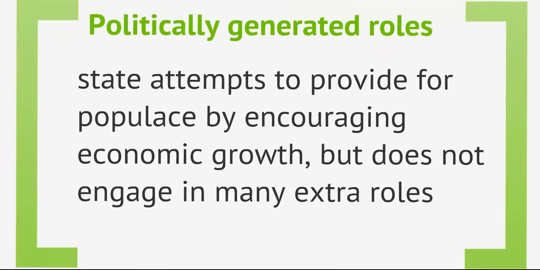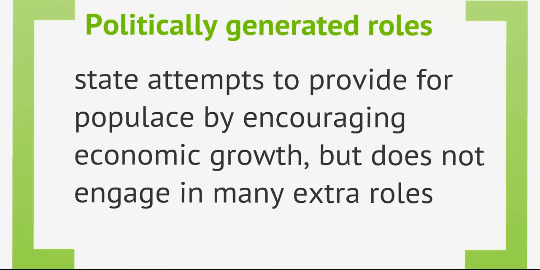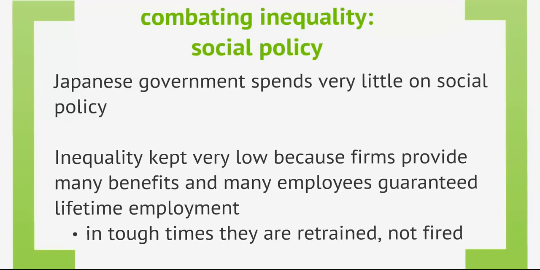What about social policy? Well, the Japanese model is more like the US model here, in that the state actually doesn't have very extensive social provision policies. The basic idea is to provide by encouraging economic growth. However, Japanese private firms tend to provide a lot more security and benefits than their American counterparts. Companies tend to really take care of their employees as they are seen as lifetime investments. Many firms provide lifetime employment, and in lean times do not fire people, but retrain them instead.